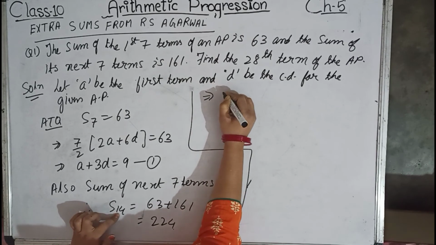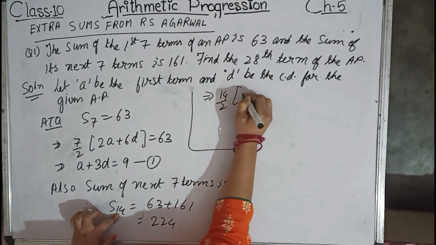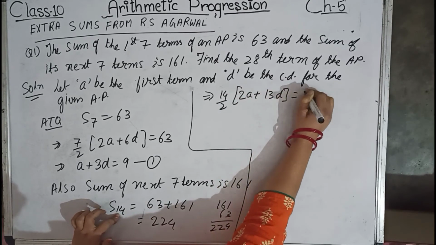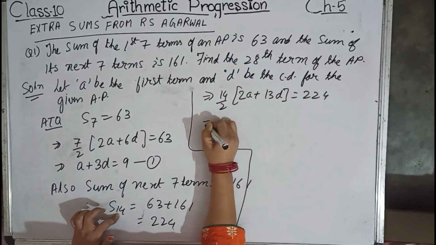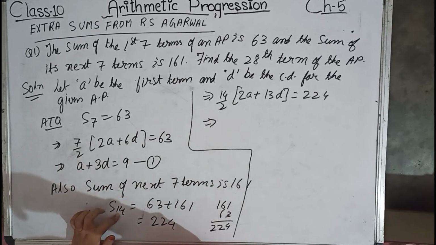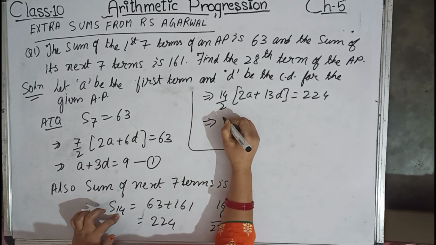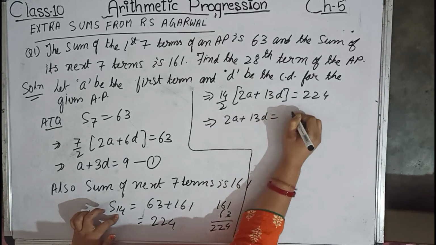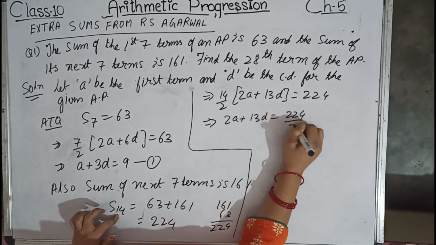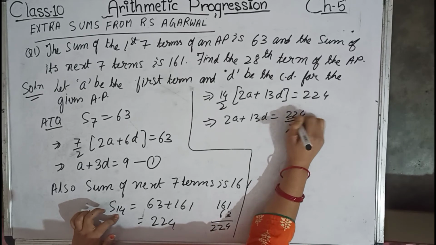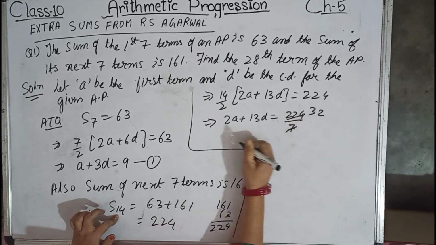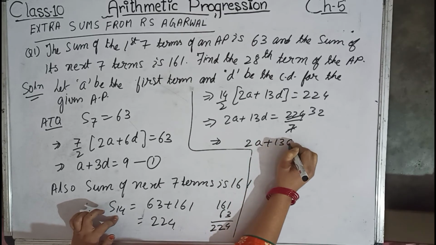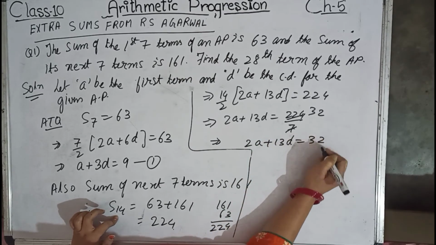Now the S14 formula will be n by 2 [2a plus (n minus 1) into d] equals 224. This implies 14 by 2, that is 7, [2a plus 13d] equals 224, so 2a plus 13d equals 224 by 7. 7 threes are 21 and 7 twos are 14, so this implies 2a plus 13d equals 32.